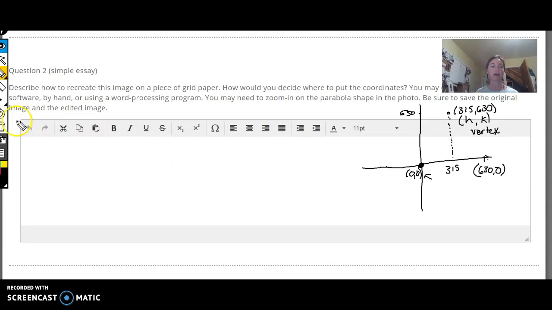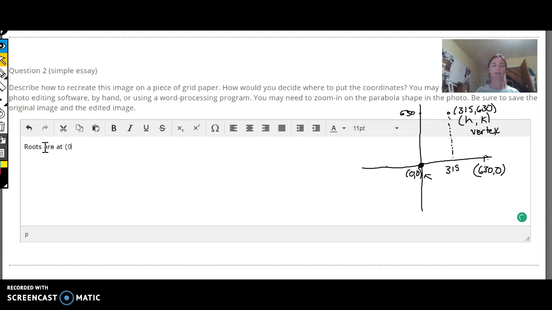but that's what I have decided to do there. So the answer that I would give here is that I would say roots are at (0, 0) and (630, 0). Vertex is at (315, 630).